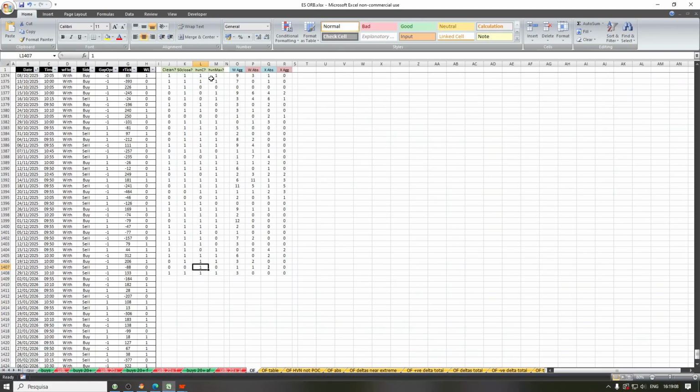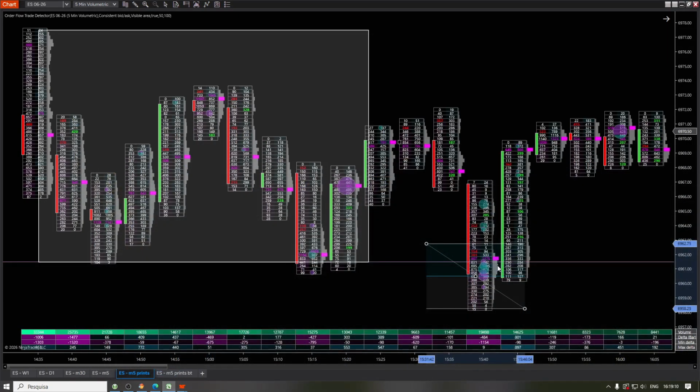And then what else have we got? So HVN max. So this is whether this highest volume area here is the highest of the whole candle. Now you can see that it's not because these are marked in pink here.